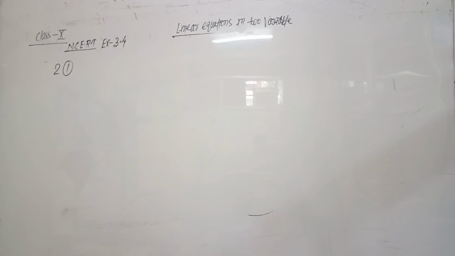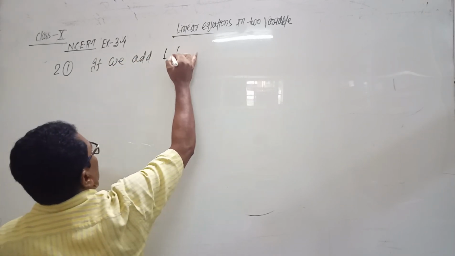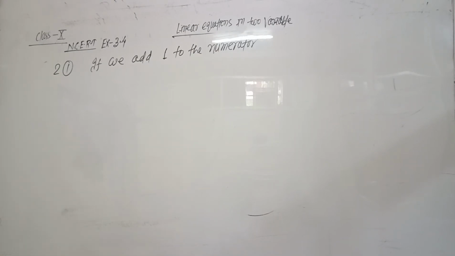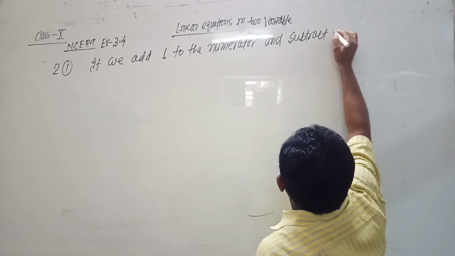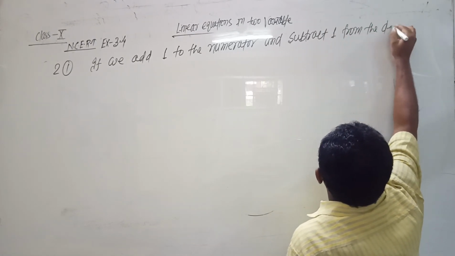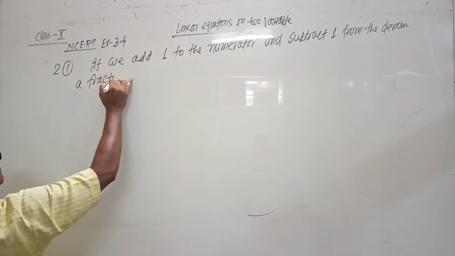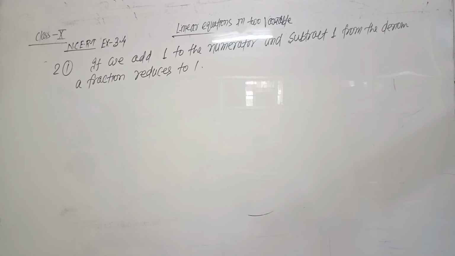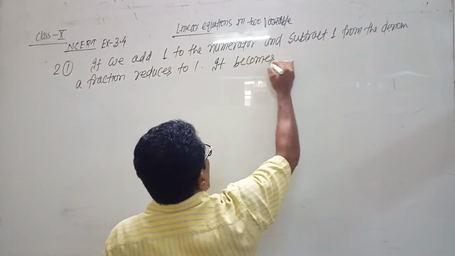If we add 1 to the numerator and subtract 1 from the denominator, a fraction reduces to 1.